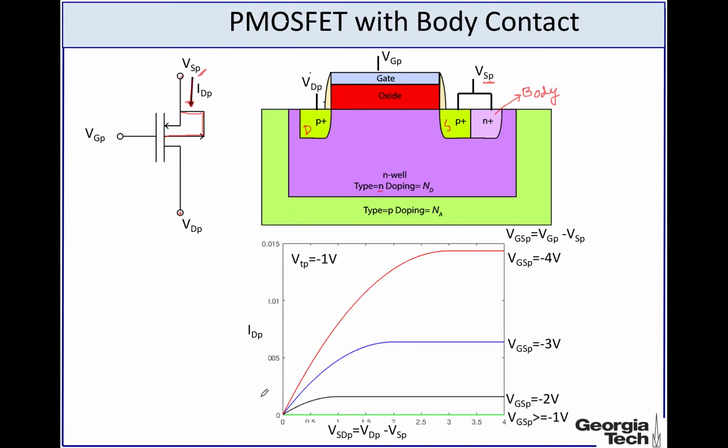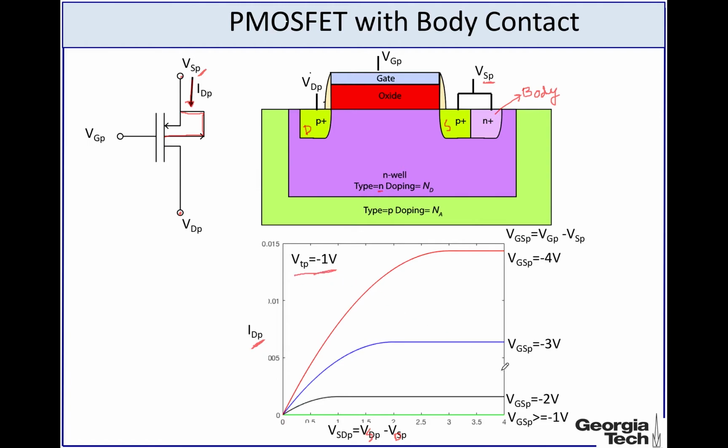Alright, so in this case we are going to plot the drain current IDP, the current that flows from the source to the drain, as a function of the voltage of the source with respect to the drain, which is VSDP, which is equal to VSP minus VDP.